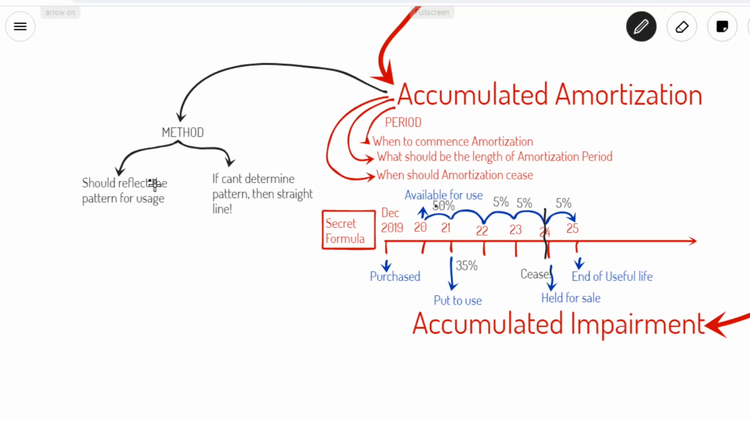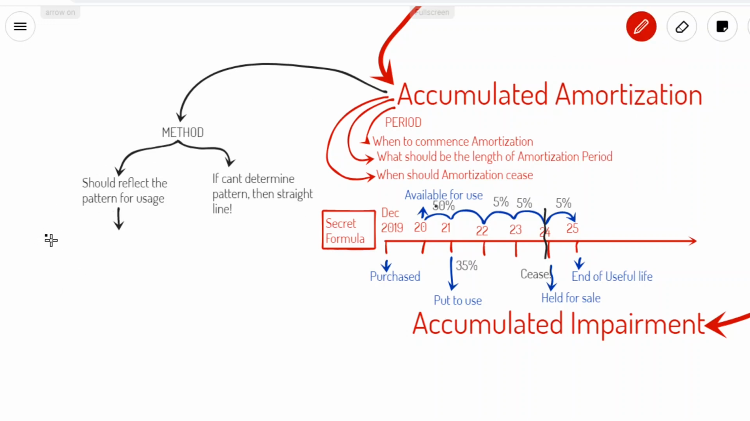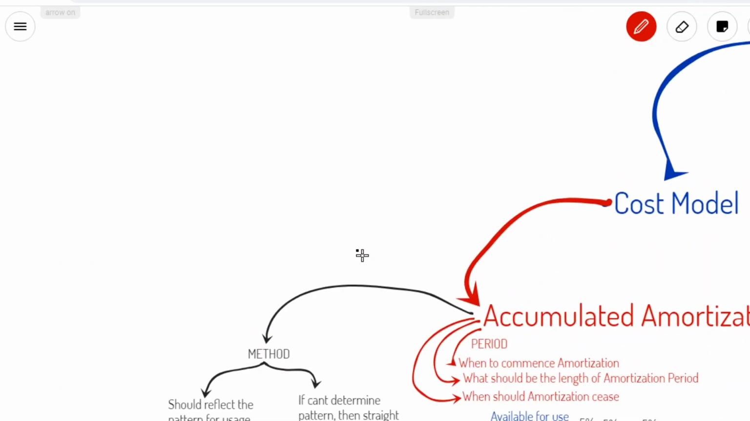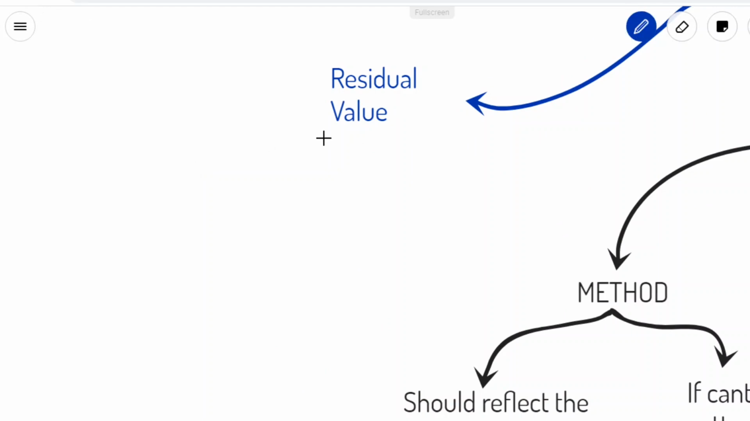Now, one more thing about pattern of usage is that the pattern of usage is a different thing from the pattern of revenue. And the standard says it would be presumed that revenue is an inappropriate basis for representing the pattern of usage. Another component of our amortization method would be the residual value. How much should be left at the end of that intangible asset's life? Well, according to the standard, the residual value shall be assumed to be 0.